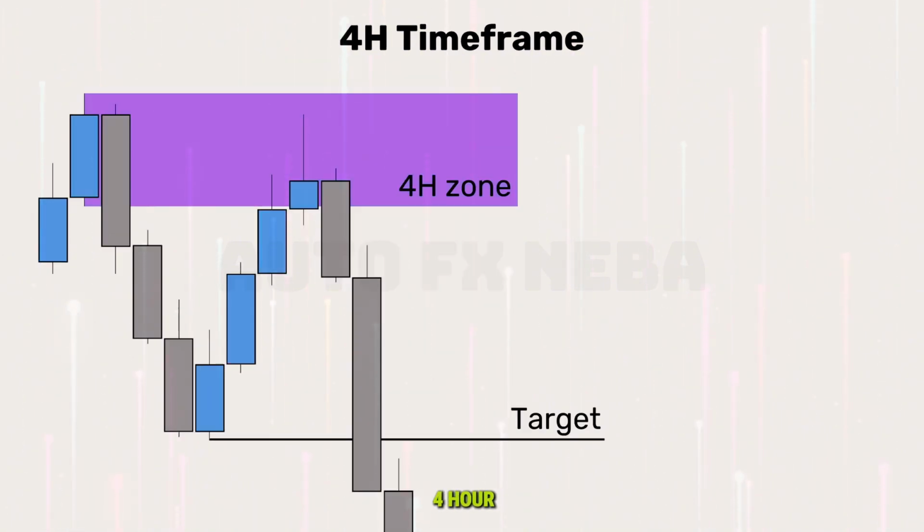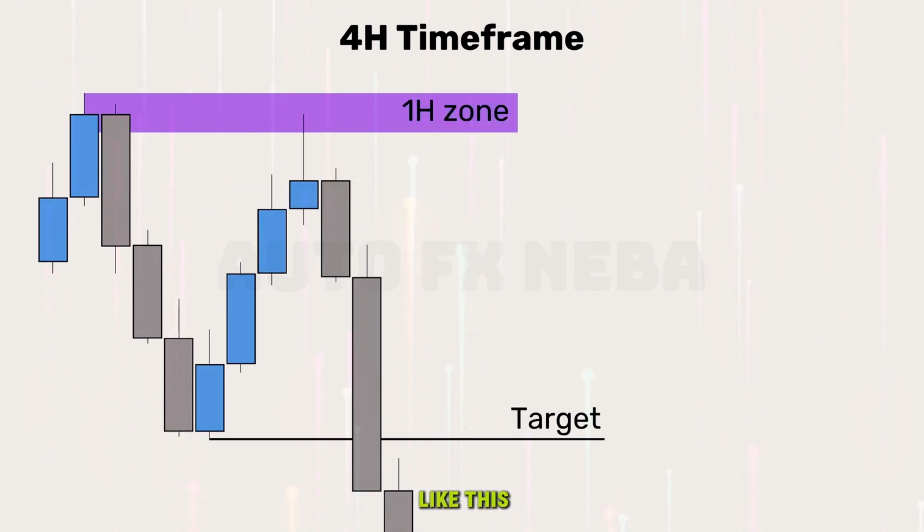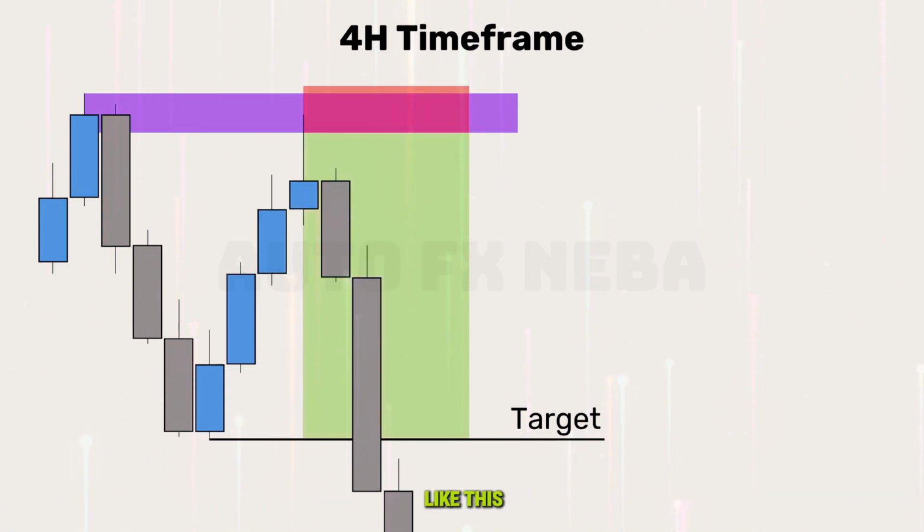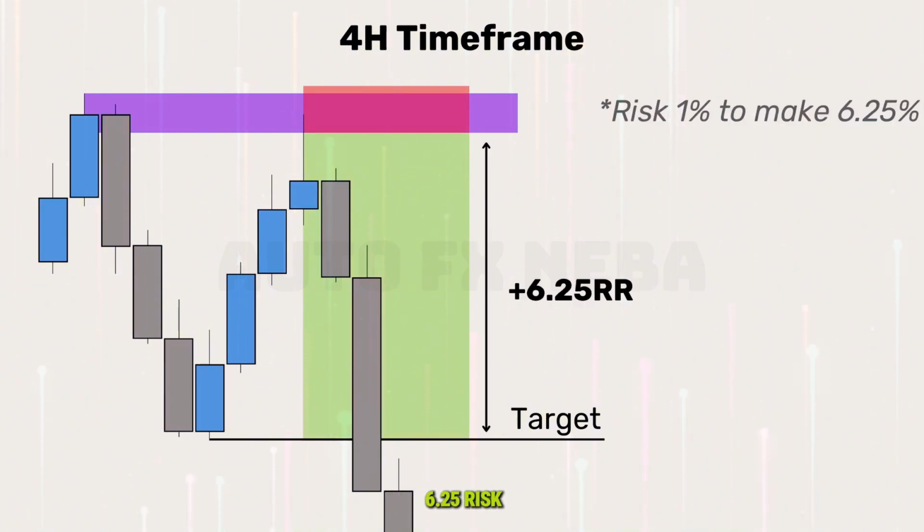If we take it back to the 4-hour time frame, our 4-hour zone refined to the 1-hour zone would look like this, meaning our position would look like this. Same exact trade, same exact target, same selling area, but because we refined, we turned that 1.9 risk reward trade into a 6.25 risk reward trade, which means you're risking 1% to make 6.25%. You're risking $1 to make $6.25 in return. So we're turning the same trades into massively profitable positions just by refining the zones, and we get that beautiful sniper entry. Let's go look at this on a real chart.